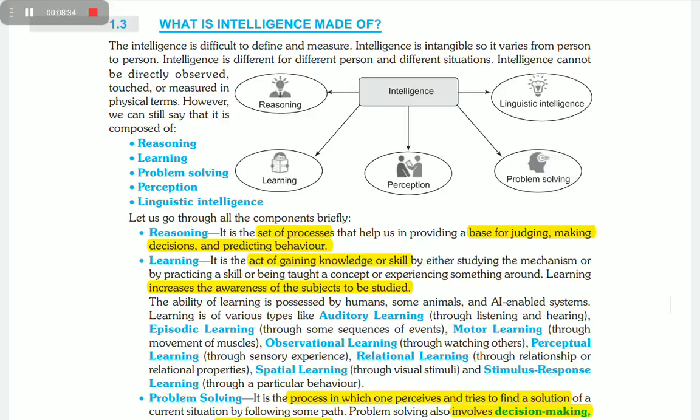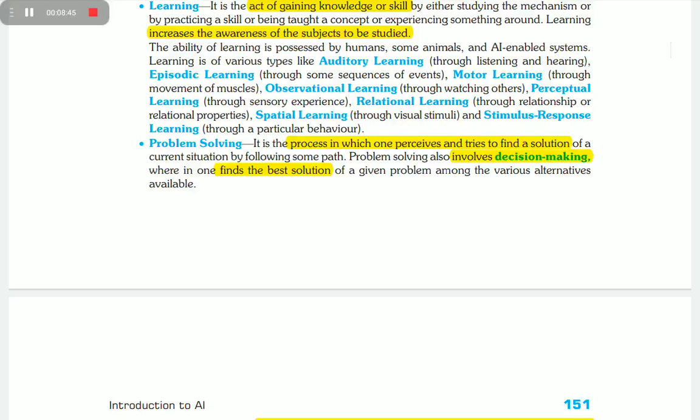Learning basically increases the awareness of the subjects to be studied. So, there are various types of learning. Auditory learning, which we learn through listening and hearing, like audios.